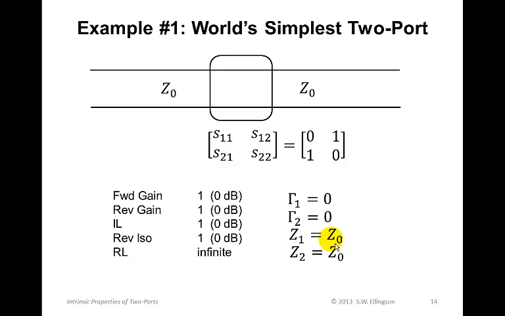Note that the forward and reverse gain and the insertion loss and the reverse isolation are equal to 1, that is 0 dB. Hopefully that makes sense to you. Note that the return loss is infinite. This is just saying that there is no reflection from port 1. On the right, we see that the input and output reflection coefficients are both 0, as expected, and that the input and output impedances are both equal to the reference impedance, and that's also as expected.